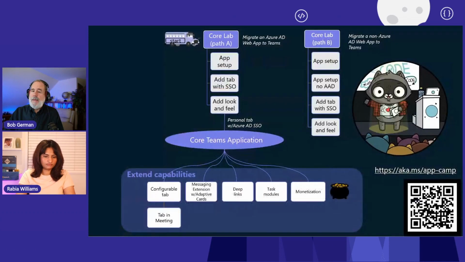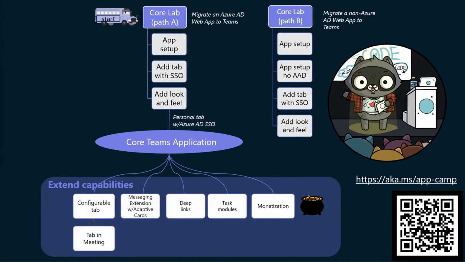So basically, at the beginning of App Camp, you're given a starting app, and you can choose one of two different starting apps, one of which already uses Azure Active Directory. So remember, I mentioned Azure AD is sort of the underlying identity service that makes Teams work, and your app will work a lot more smoothly for users if you also use Azure Active Directory and Single Sign-On. So if you're already using Azure AD in your app, you could start with the starting app that uses Azure AD. If not, we have one that doesn't use Azure AD.